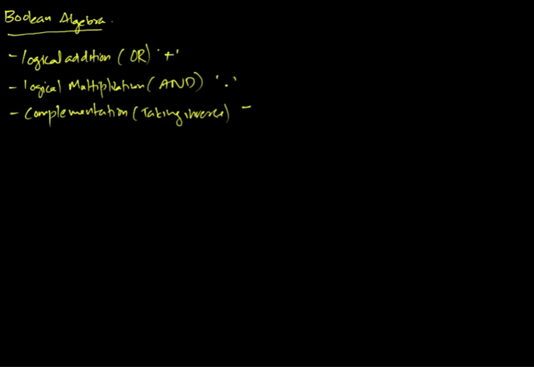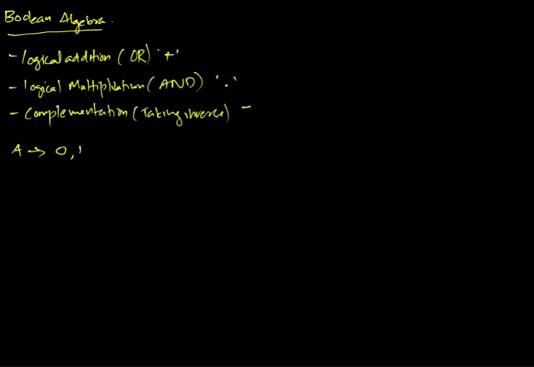And you know that a variable, suppose A, can have only two values, either 0 or 1. That makes Boolean algebra very easy because only two values may be assigned to any variable.